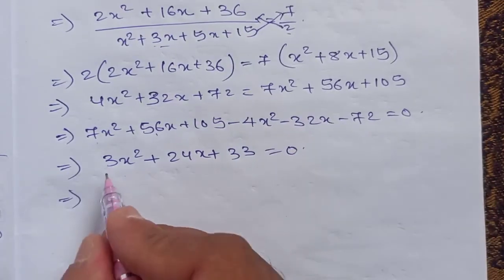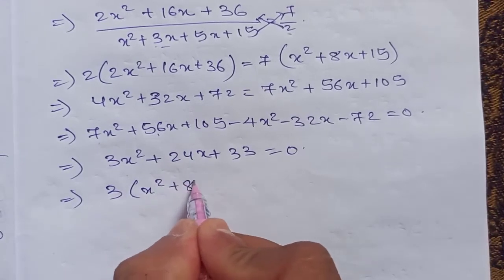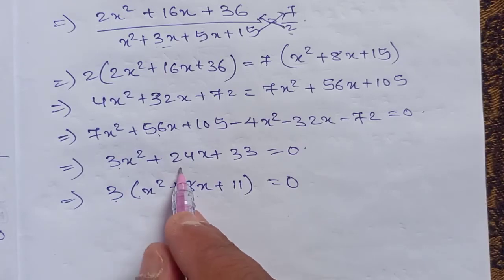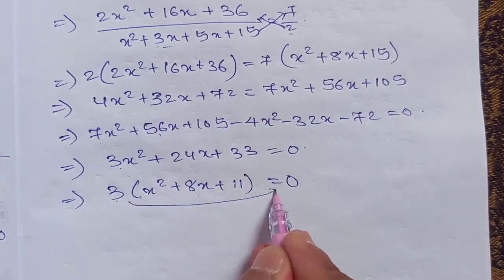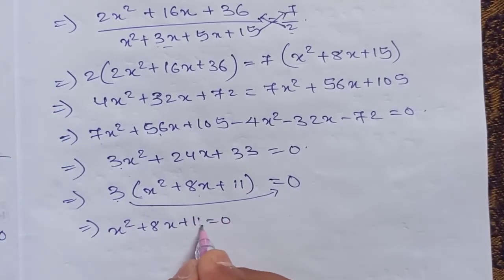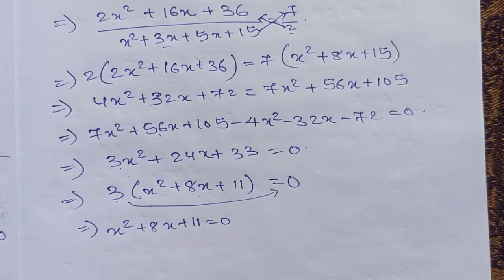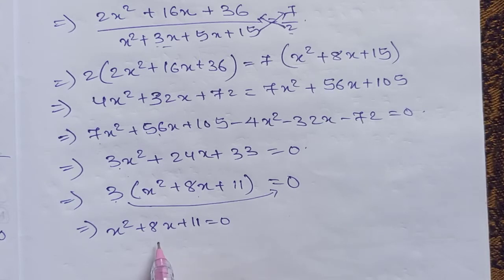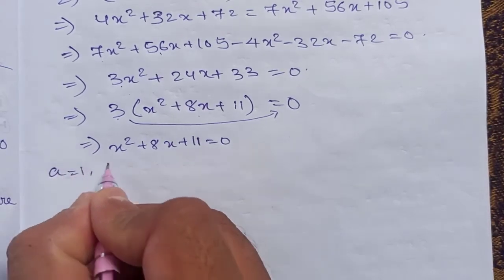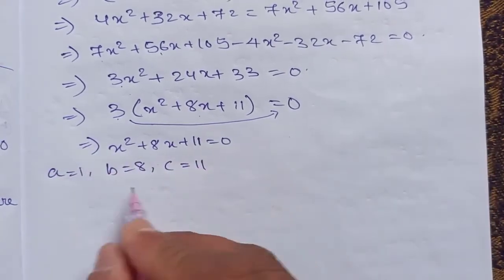Now by taking 3 common, we get x square plus 8x plus 11 equals 0. 3 into x square, 3 eights are 24, 3 elevens are 33. Divide by 3, so your quadratic equation will be x square plus 8x plus 11 equals 0. Now we have to split the middle term, but 11 comes only in the 11 table, and by adding or subtracting those two numbers we won't get 8. So that's why we will use Sridhar Acharya's formula. Here a is 1, b is 8 and c is 11.